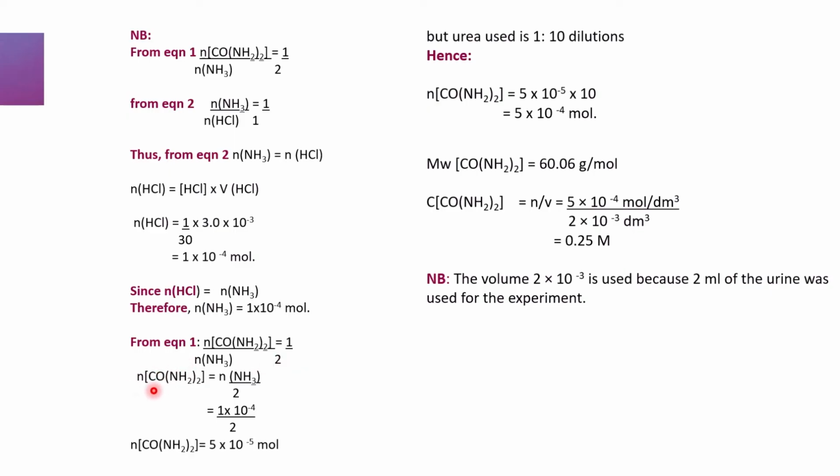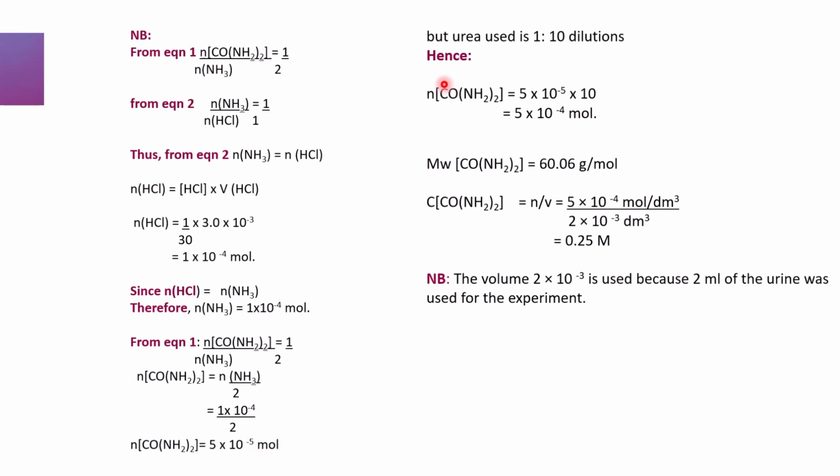So this implies that the mole of the urea here is equal to the mole of the ammonia divided by 2. So hence, if you do this calculation, we can see that the mole of the urea here is 5 times 10 to the negative 5 mole.